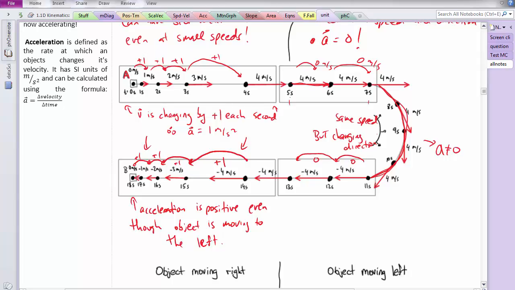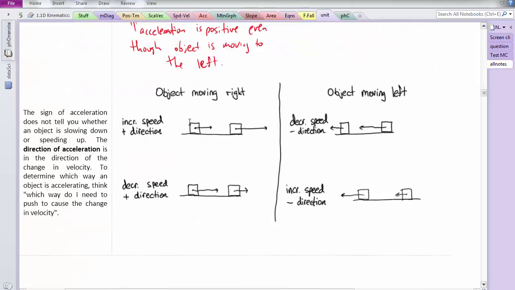Here acceleration is still positive because it's going to the left and slowing down. Okay, so that could be quite confusing. So let's have a look at the direction or the sign of acceleration. Super important that we understand this.